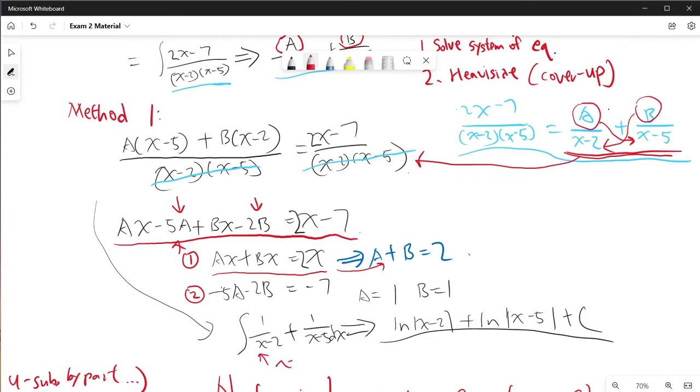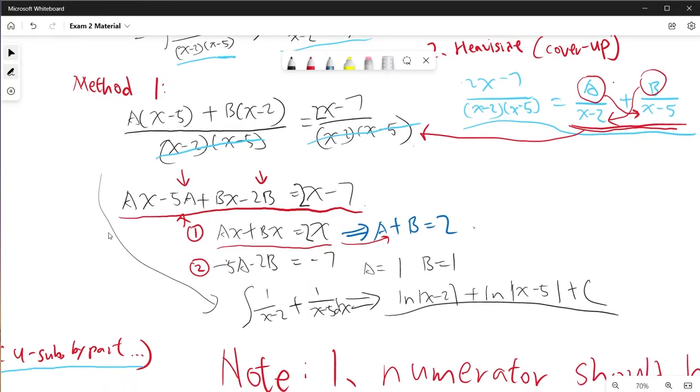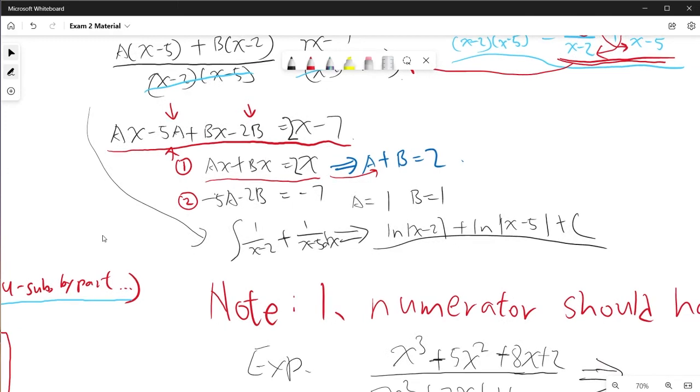But if it's like 2x minus 2, you might need to do the actual u sub. Because if you make u equal to 2x minus 2, then du is actually 2 dx, and there's a 2 that needs the chain rule. So that is something you can worry about, the chain rule part, in the final step. You don't want to miss a point because you forgot the chain rule after you did all the hard work for the partial fraction expansion.